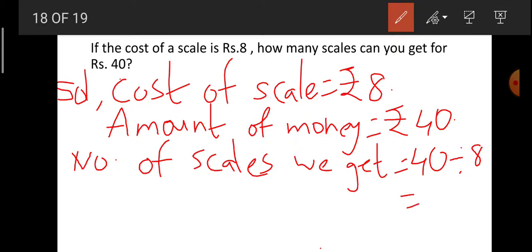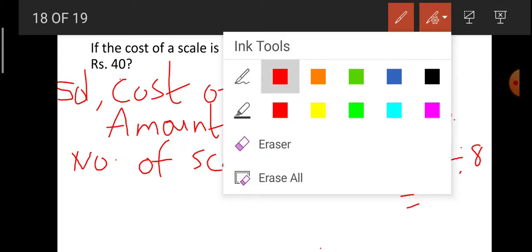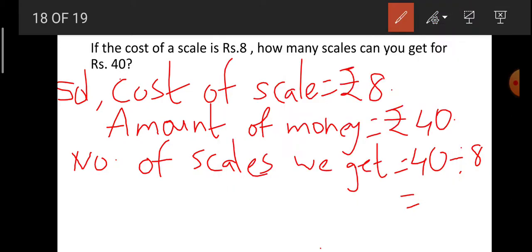Now I will write the answer here. We need to divide 40 by 8. What I need to write first? I need to write the 40 first here. Next I will write the next number, 8. When you have more than one digit, you need to take the first digit, 4. You need to check whether 4 is less than 8, greater than 8 or equal to 8. 4 is less than 8.